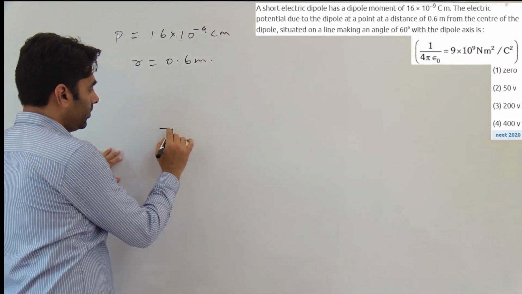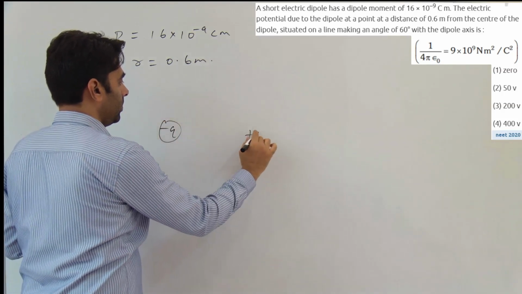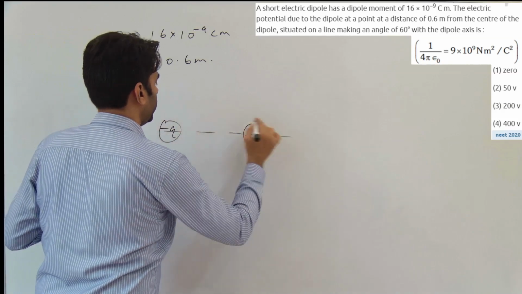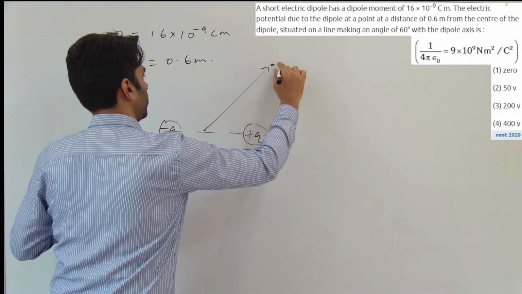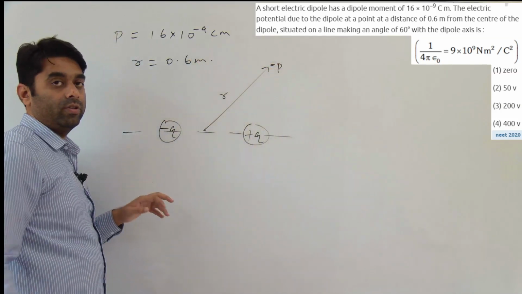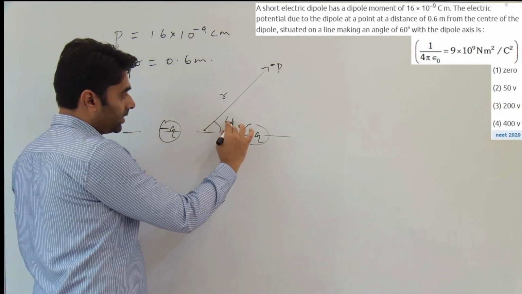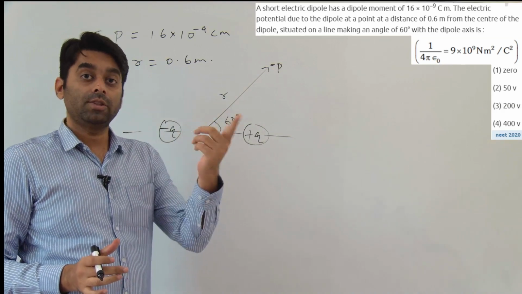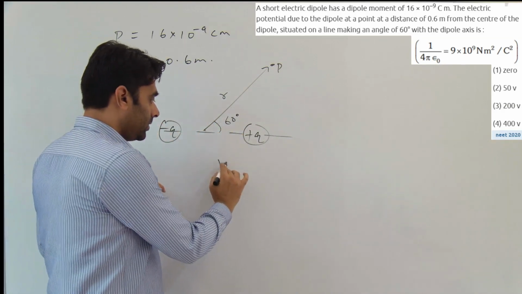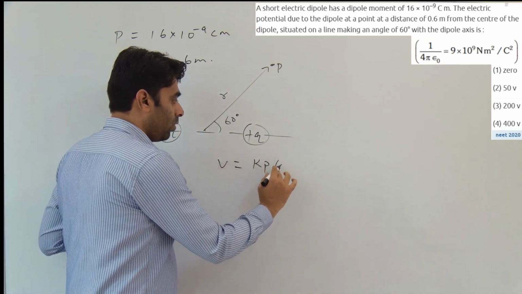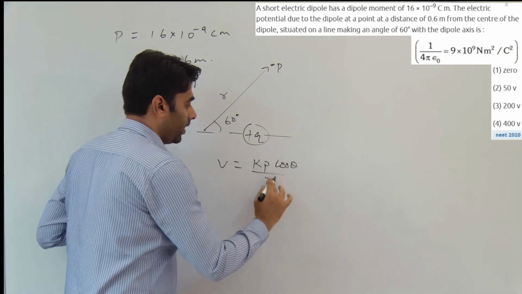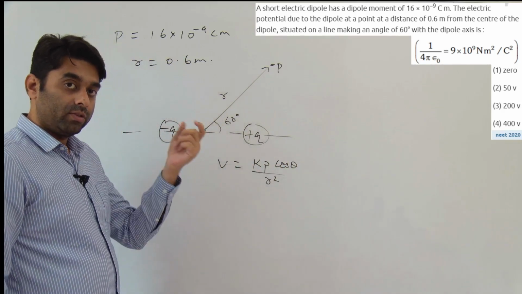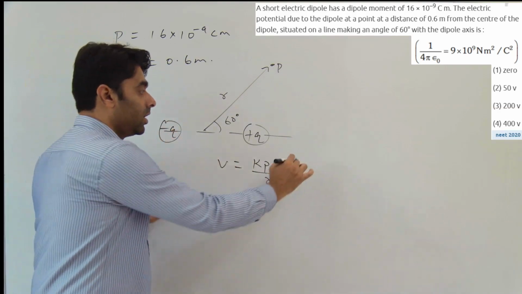It is given to you this thing, minus q plus q. This is your dipole axis. Some point P is present at a distance of R, which is 0.6, and this is making an angle of 60 degree. Basically, this is a question of electric potential due to dipole at a general point. What is our result? Result is Kp cos theta by R square. This is the electric potential due to dipole at a general point.